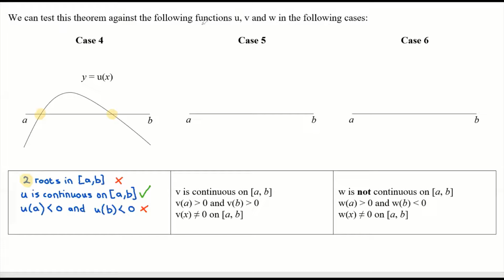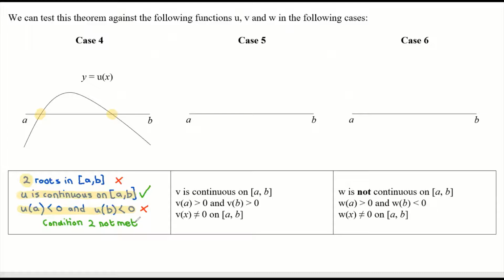The first condition being that U has to be continuous on AB. That's been met. But the second condition has not been met. So it doesn't matter that it has two roots, because we haven't met the conditions for the theorem anyway. Okay, so we'll just make a note of that. Condition 2 was not met. Remember that condition 2 is that the function has to have a change of sign at A and B.